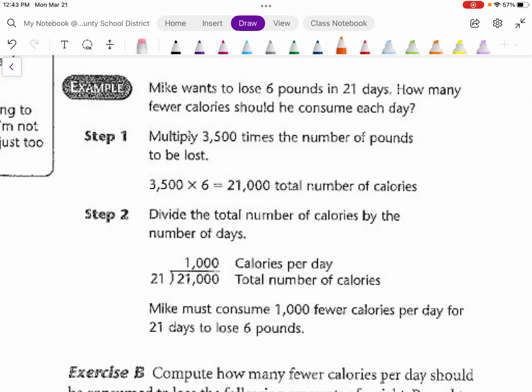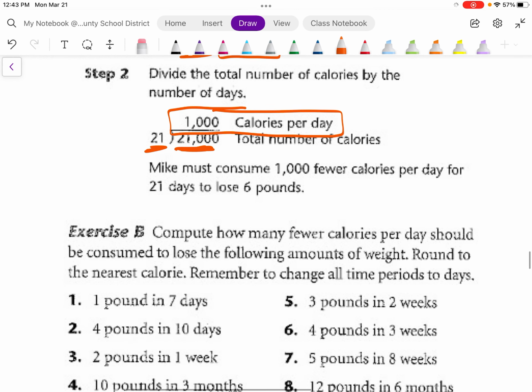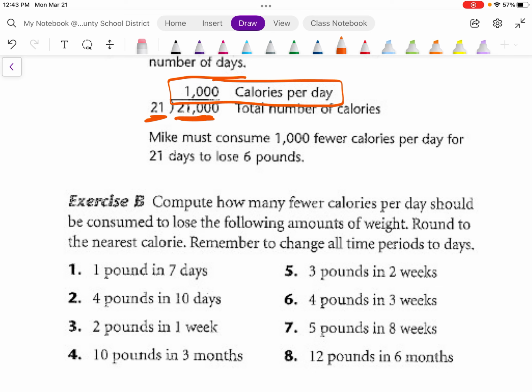First thing we want to do is figure out how many calories total we need to eat less to lose the pounds. So we're going to multiply 3,500 times the number of pounds he wants to lose, which means 21,000 calories need to be consumed less. Now we're going to split this up into 21 days, because that's the time over which we want to lose the weight. So 21,000 divided by 21 days means that we need to reduce the intake by 1,000 calories per day for 21 days to lose 6 pounds.